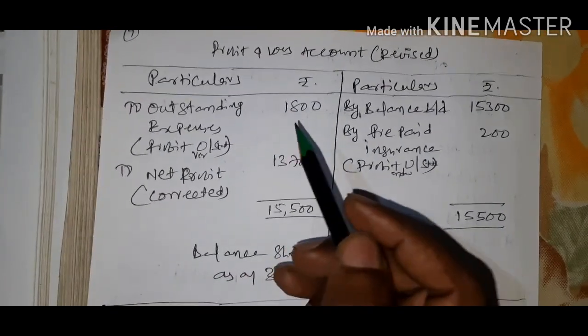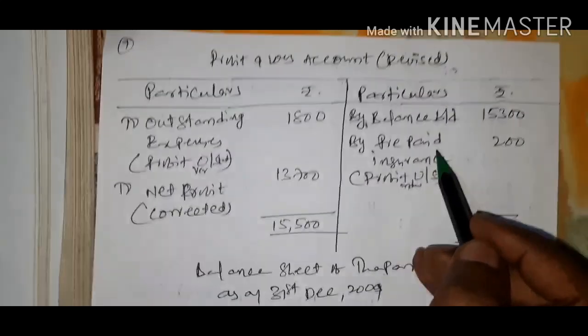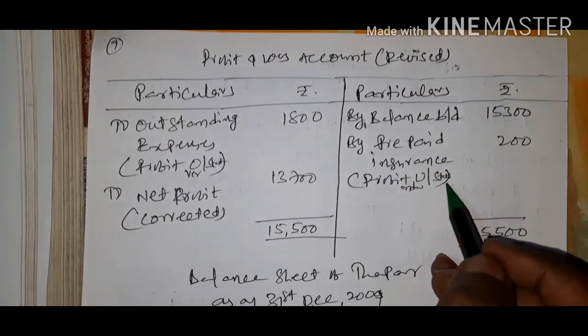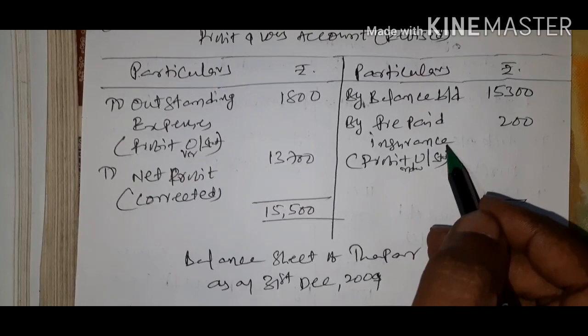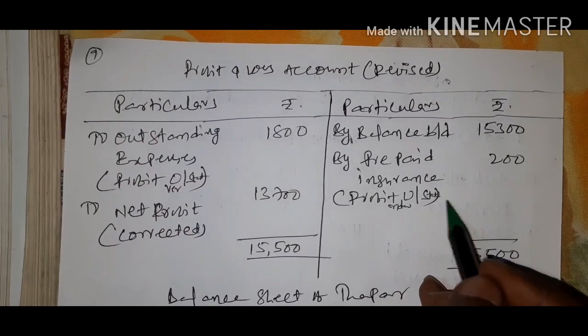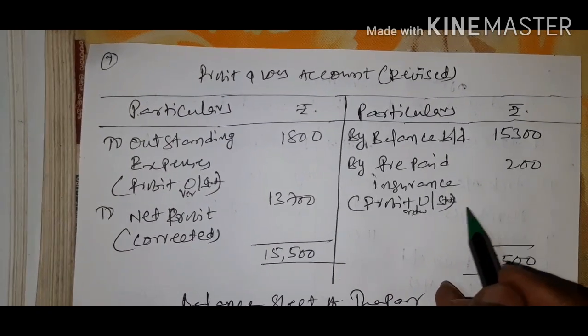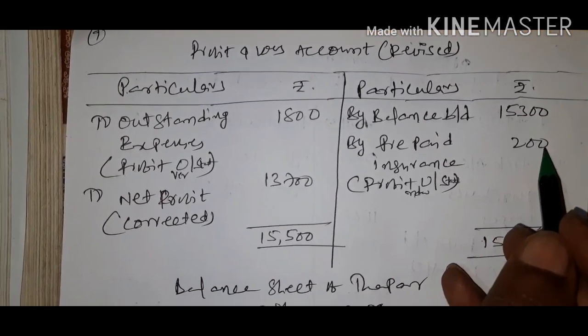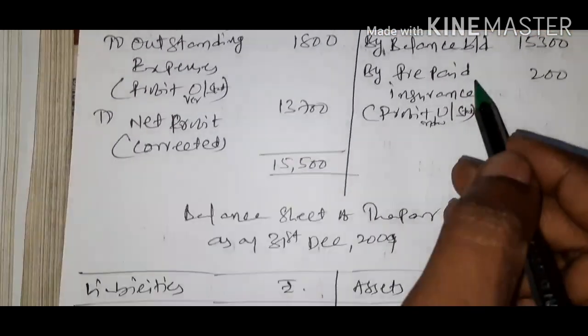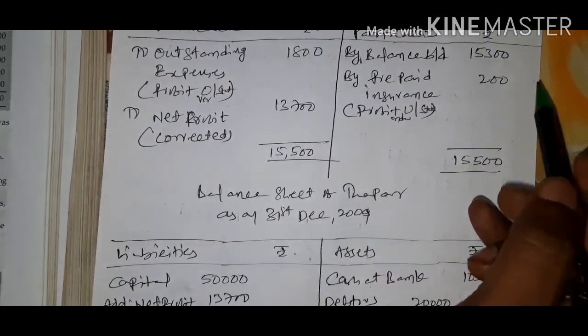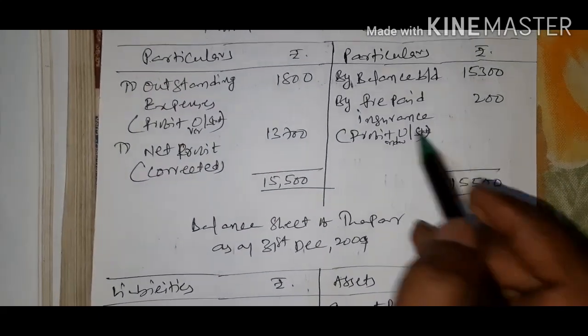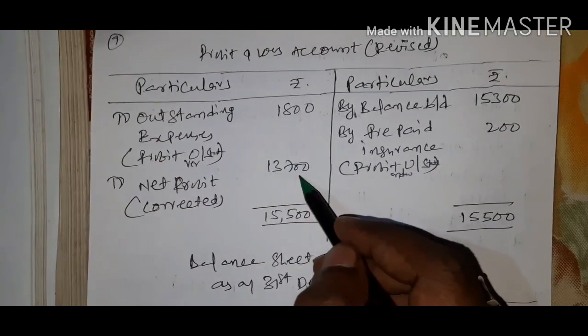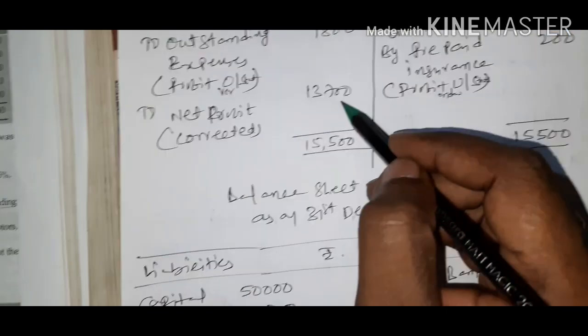Then prepaid insurance to the extent of rupees 200. By not providing prepaid insurance, the profits are understated, friends. Since profits are understated, they are to be increased. To increase, the same is to be credited to P&L account revised, friends, that is prepaid insurance 200. Then after making these adjustments, the corrected profit is 13,700 and the same will be transferred to capital account.